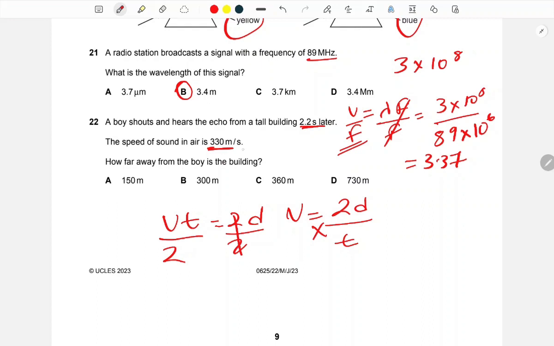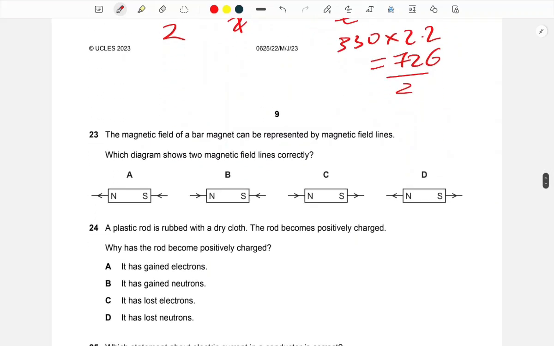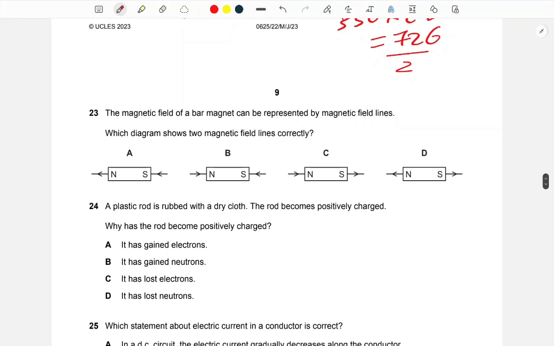So we have the speed 330. So we can do 330 times 2.2. That would be 726. And then we just divide that by 2. Divided by 2, that would give us 363, which can be rounded to 360, which is going to be C.